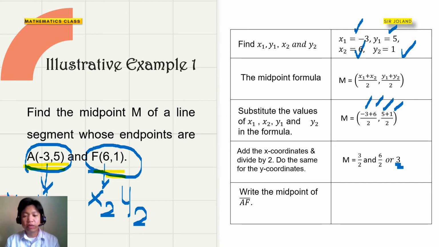Therefore, we can now write the midpoint of the line segment AF, okay, which is 3 over 2 and 3. So if you're going to ask for the coordinates of the midpoint, you just simply write this. M is equal to, open and close parenthesis, 3 over 2 and 3. Okay, so that's how we solve for the midpoint of a line segment given their endpoints. Okay, sana naintindihan yan. Okay, good.